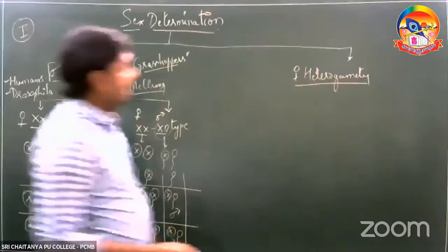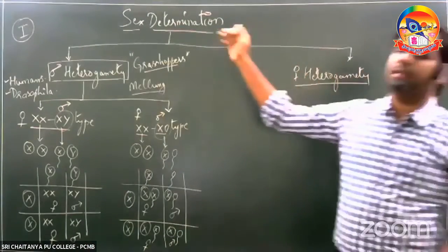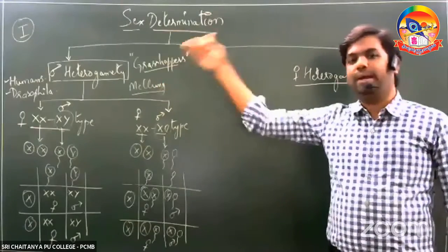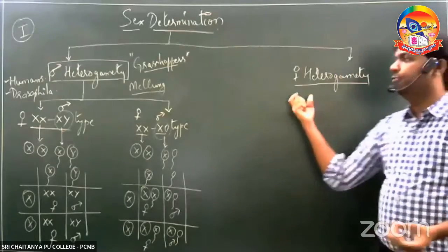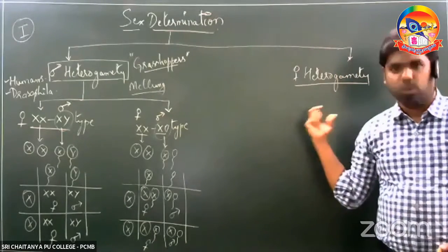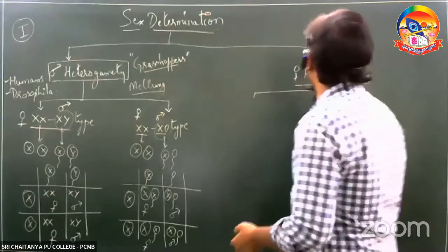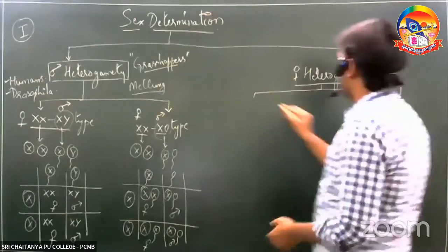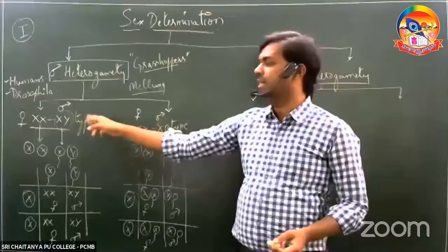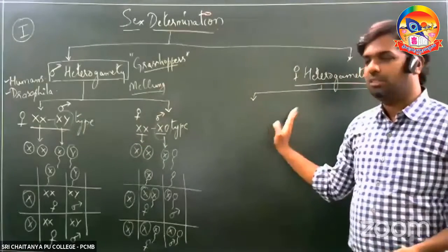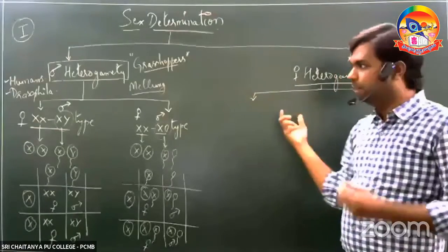Now moving on to the second category, we have female heterogamety. Just like what we saw with male heterogamety, where males had two different types of chromosomes, here the females would have two different types of chromosomes. This female heterogamety could again be classified into two categories. We could use the same XX and XY here also, but since both would be the same, we would get confused. So we are changing the alphabets here.